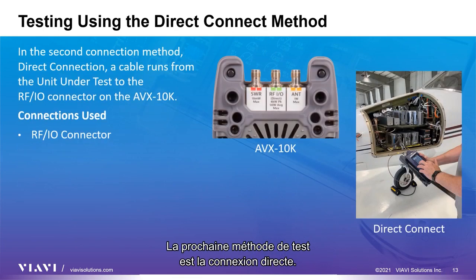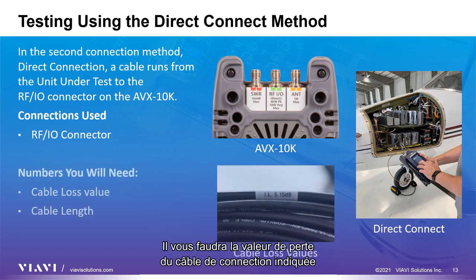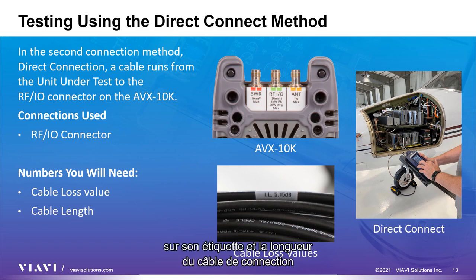The next test method is direct connect. In this scenario, the cable is directly connected to the unit under test and the RFIO port of the AVX-10K. You will need the connector cable loss value from the sticker on the cable and the connector cable length.